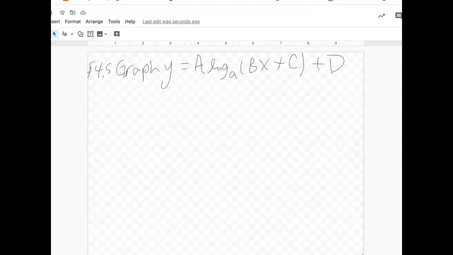First off, when we're looking at logarithmic equations, you still have the same rules of transformations that we learned in section 1.5. And one of the things that I find helpful in graphing logarithmic equations is to begin by stating the domain. And to find the domain of a logarithmic equation, you want the argument to be greater than 0. So we would set bx plus c greater than 0 and solve for x.